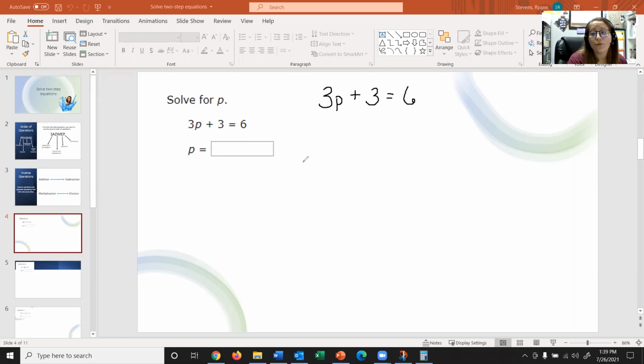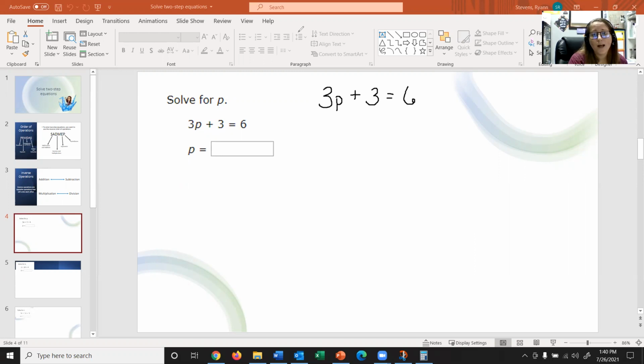And I also want to go through and label for you why they call them two-step equations. There's a specific reason why we refer to them as two-step equations. So in this case, we want to remember that we want to start away from the variable. So we're going to leave 3P alone for right now. We're going to look at this positive 3.